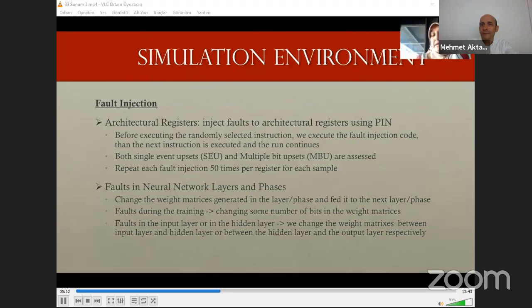And to simulate faults in the input layer, we change the weight matrix between the input layer and the hidden layer. For simulation of faults in the hidden layer, we change the weight matrix between the hidden layer and the output layer so that we can simulate faults.